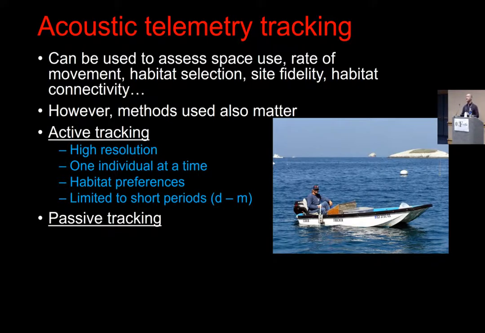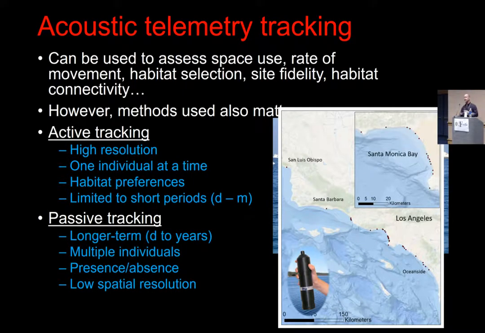The other tool that's become far more popular is passive tracking. Basically, you're putting out acoustic receivers. You can have a variety of receivers out. You can now track individuals from days to years, even decades now. You can tag and track multiple individuals simultaneously, but really what you're getting at is presence-absence. So you don't know exactly where that animal is, you just know it's within detection range of a receiver. So it gives you lower spatial resolution, which may not really help you get at habitat preference, but it can get at things like site fidelity.